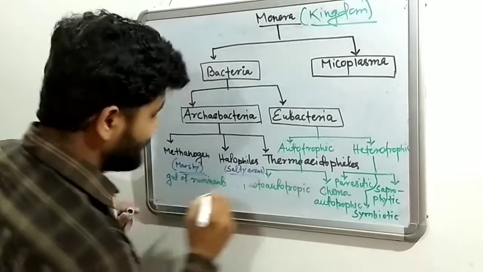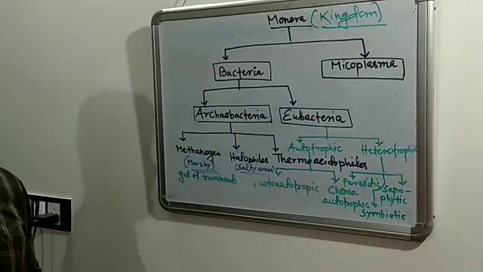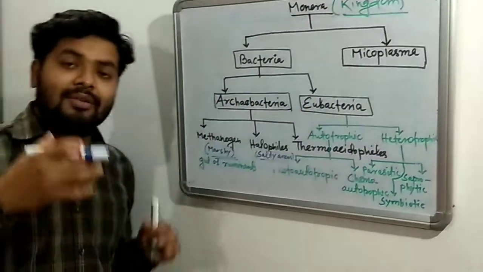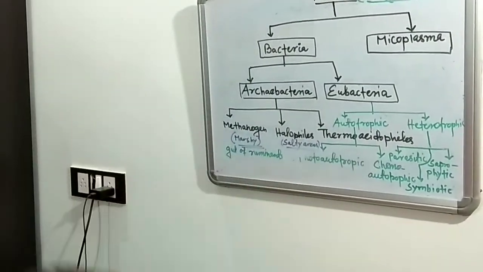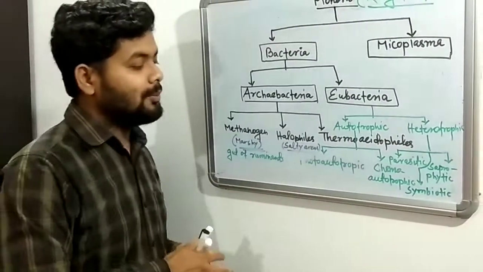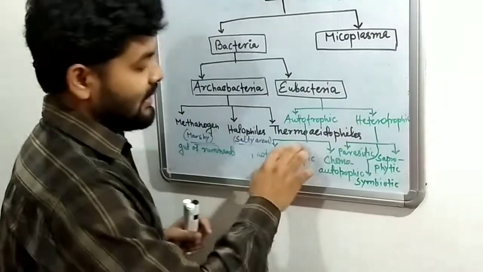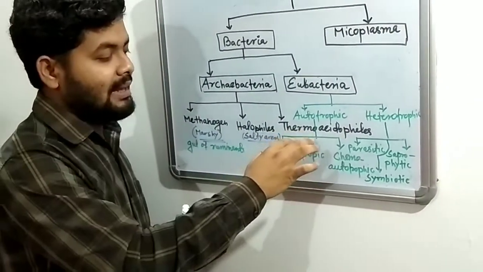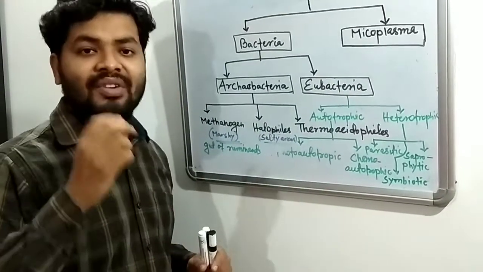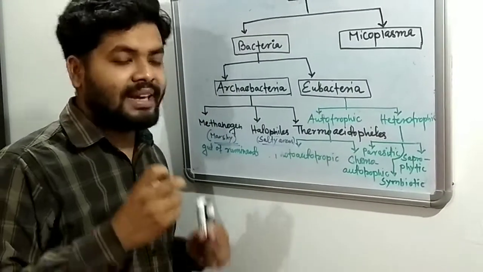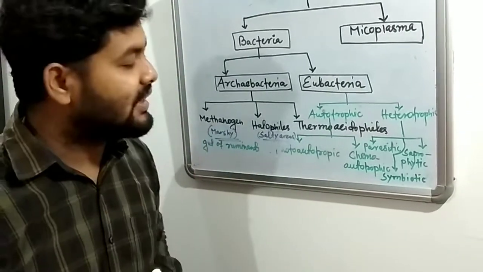Okay, that means these bacteria can resist or withstand extreme salinity. Now thermoacidophiles: these bacteria can withstand high temperature as well as very low pH. That means they can survive in very acidic conditions.